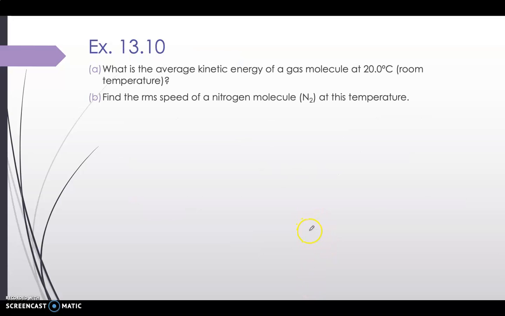Okay, so let's use that information and do an example. This is example 13.10, and it states: what is the average kinetic energy of a gas molecule at 20 degrees Celsius, or room temperature? So we can go ahead and use this formula that we just found. Kinetic energy equals 3/2 K times T, and plug in our values.